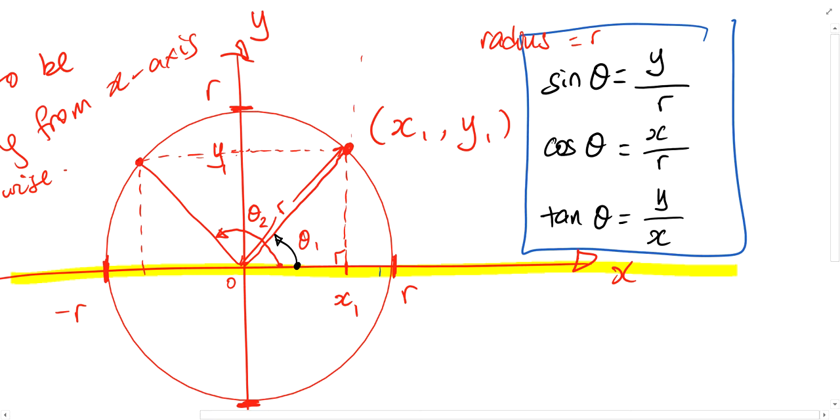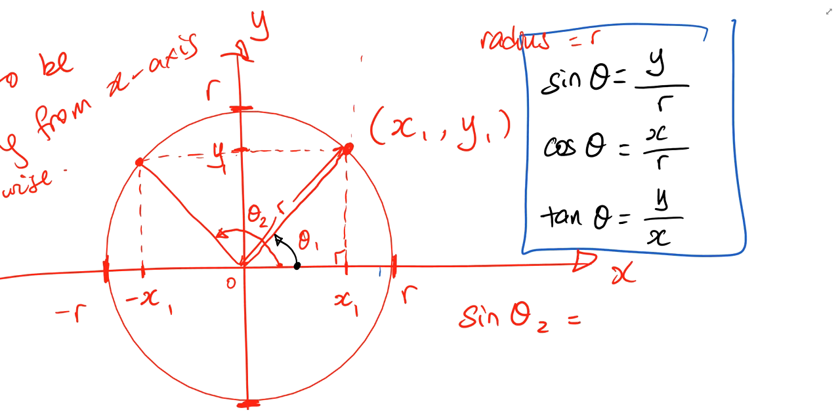This point, can you tell me the x coordinate of this point? If it is symmetrical, I deliberately drew it that way. Negative x1, yes, you are right. What about this y value? It is still y1, right? Okay, so for this particular triangle, if I have sine theta 2, what is sine theta 2? y1 over r.